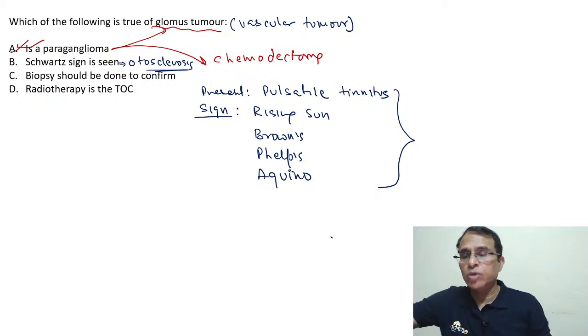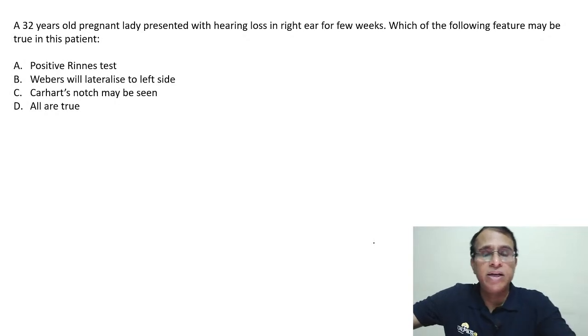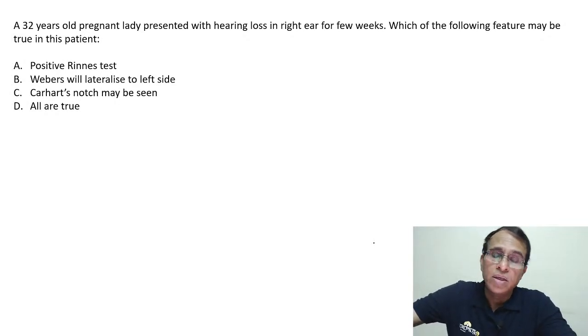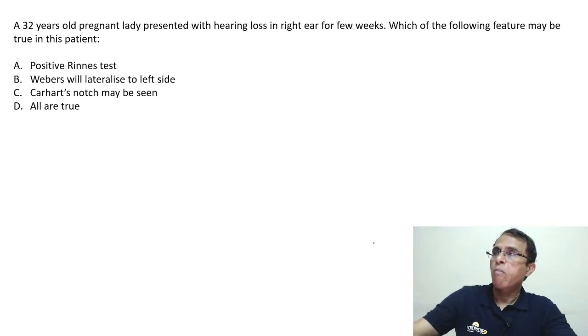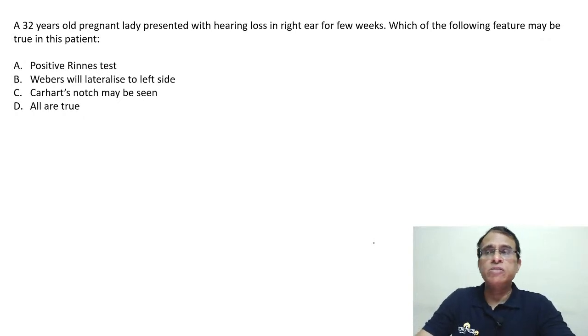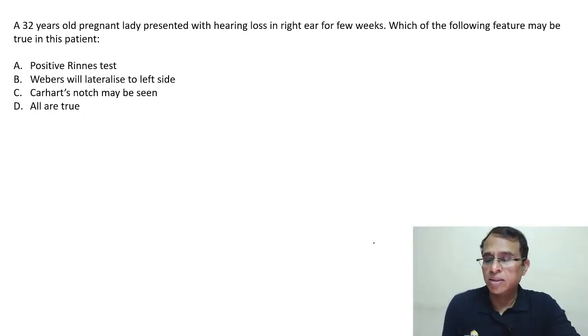So we'll go on to the next question and talk about a 32-year-old pregnant lady presented with hearing loss in the right ear for a few weeks. Which of the following features may be true in this patient? A: Rinne is positive. B: Vibration lateralized to the left side. C: Carhart's notch may be seen. D: All are true. So obviously you have to first make a diagnosis and then answer this question.